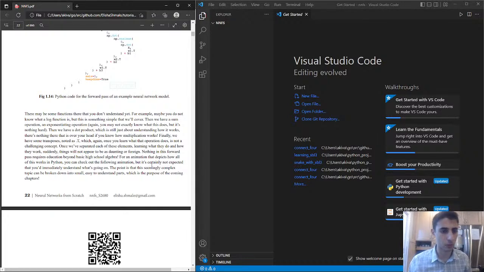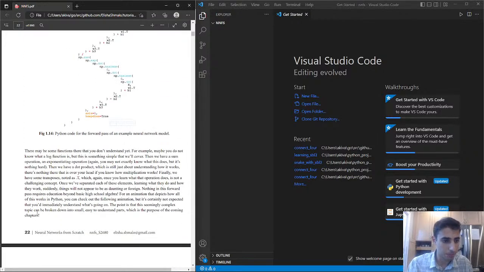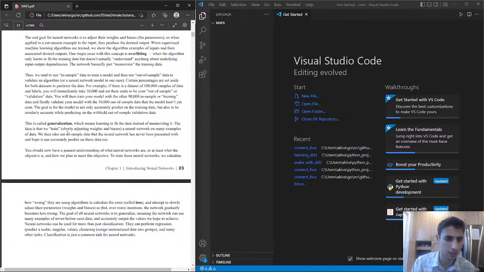Nothing in this forward pass requires education beyond basic high school algebra. For an animation that depicts how all of this works in Python, you can check out the following animation, but it's certainly not expected that you'd immediately understand what's going on. The point is that this seemingly complex topic, he means this, can be broken down into small, easy to understand parts, which is the purpose of the coming chapters. Excellent. And I don't think we need to do the animation.